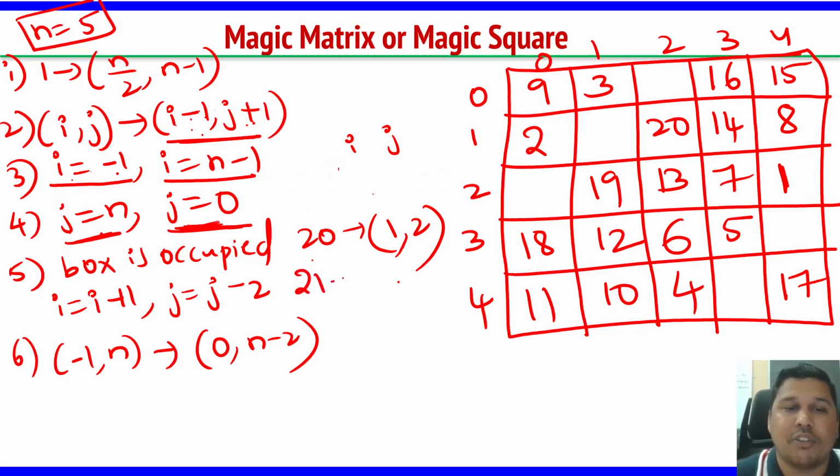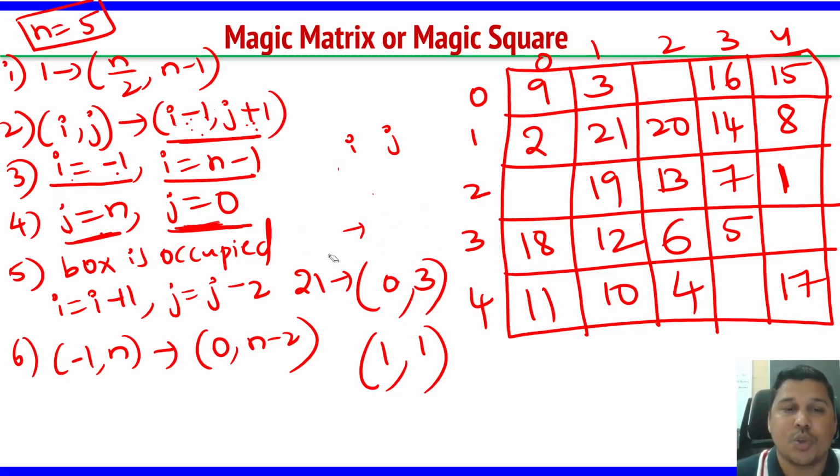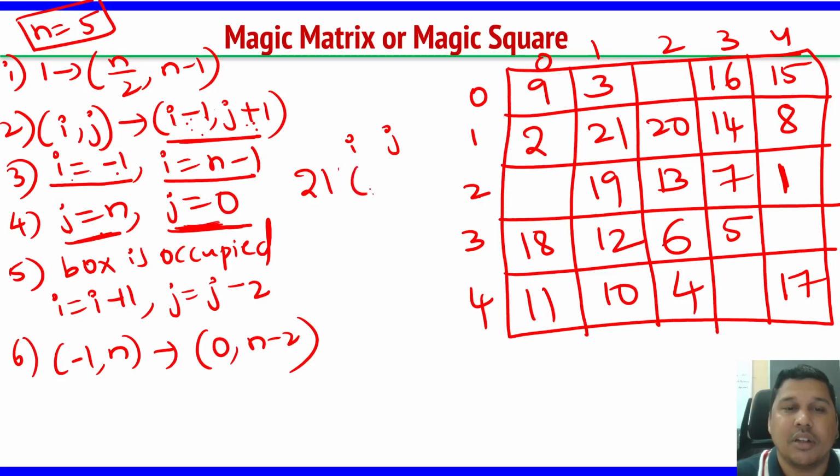So where should I fill 21? If the previous element is at i, j, then the next element will be at I minus 1, j plus 1. That is 1 minus 1, 0, 2 plus 1, 3. So fill 21 in location 0, 3. Where is 0, 3? It is already occupied. When the box is already occupied, what will be my new location? That is I plus 1, 0 plus 1, 1, and j minus 2, that is 3 minus 2, 1. So place number 21 at location 1, 1. So we fill 21 at 1, 1.